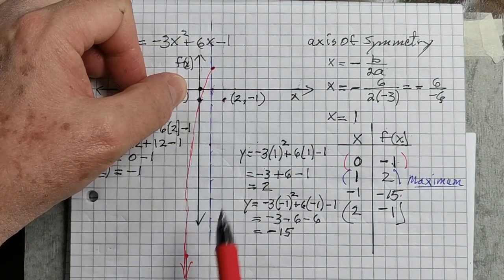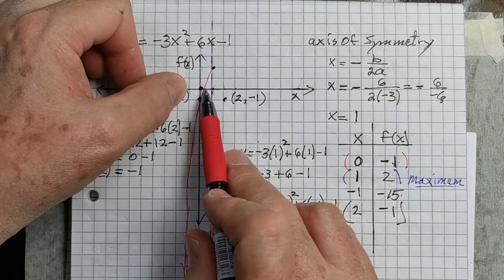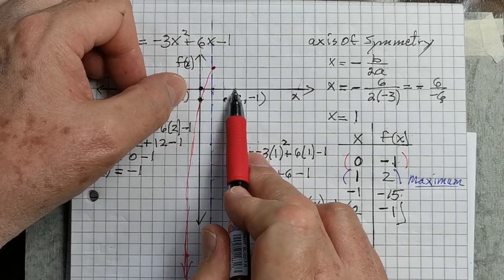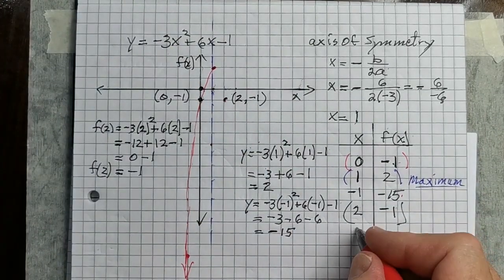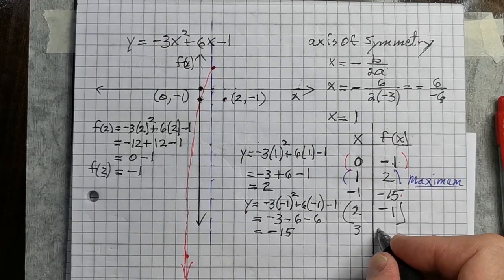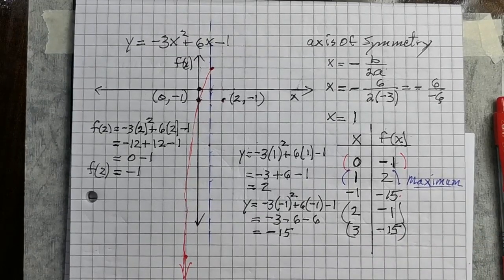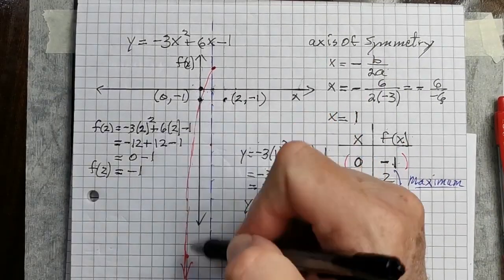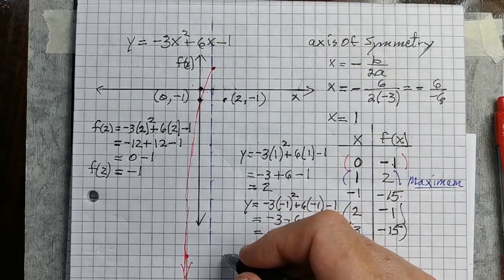To negative 15. If I go 2 units to the right, we would have x equal to 3. Here's x equal to 0, x equal to 1, x equal to 2, x equal to 3. So if I put in 3, I should get out negative 15, shouldn't I? Because it is symmetrical. So 2 units to the left, I got negative 15. 2 units to the right, I should also get out negative 15.